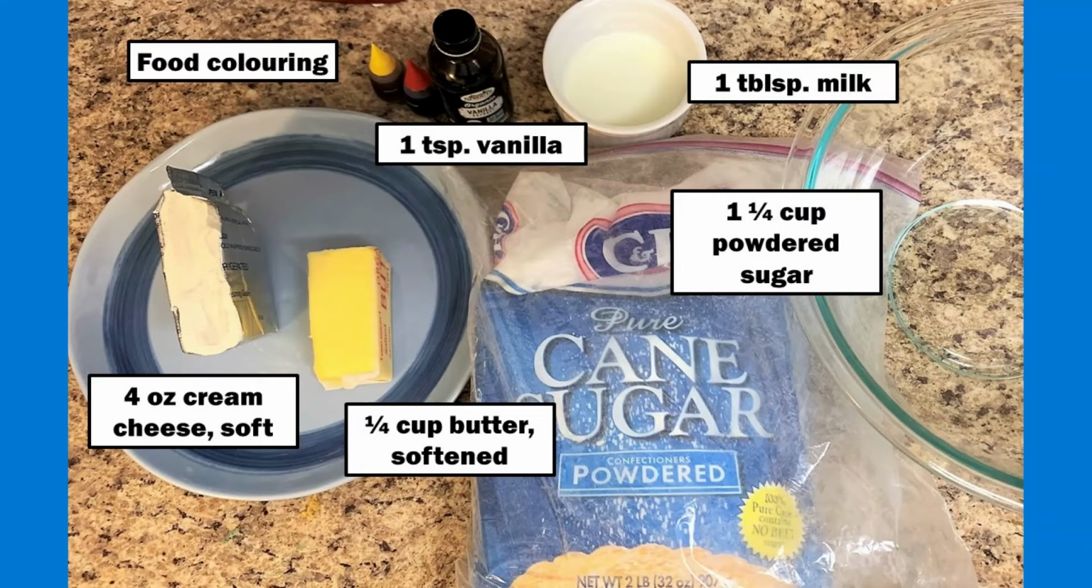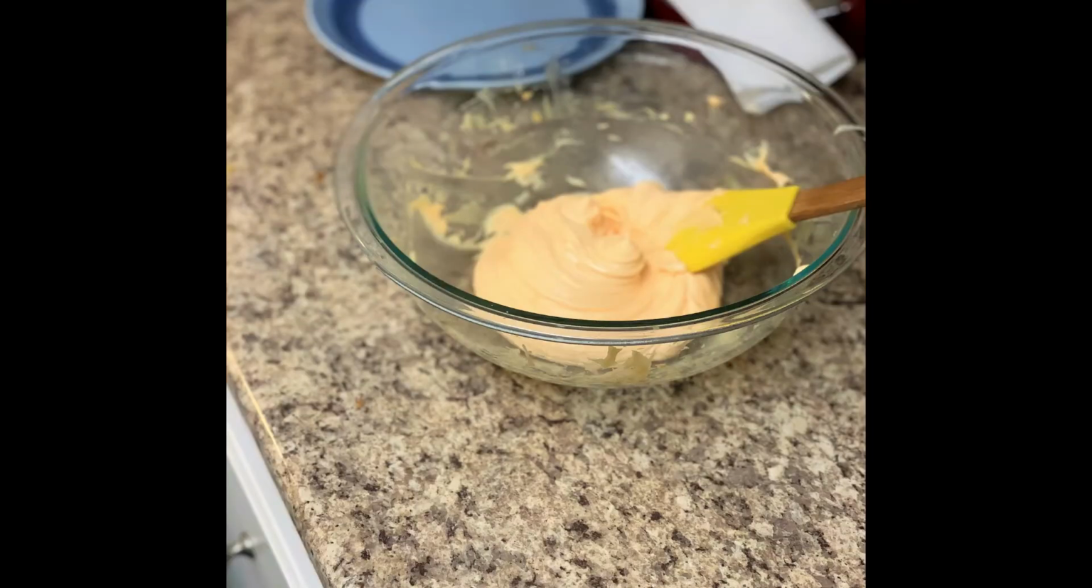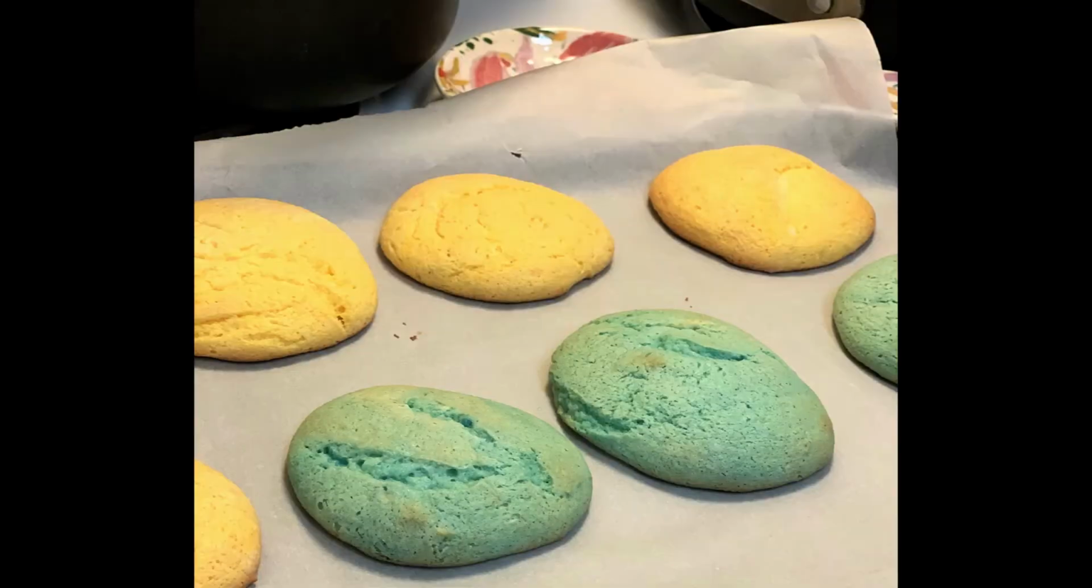So for our ingredients, I took 4 ounces of soft cream cheese, a 1/4 cup of soft butter, yellow and red food coloring, 1 teaspoon vanilla, 1 tablespoon of milk, and 1 1/4 cup of powdered sugar, which we'll cream together until we get this peachy colored frosting. While we're doing that, our cookies would have finished, so we're going to let them cool, then prepare for assembly.